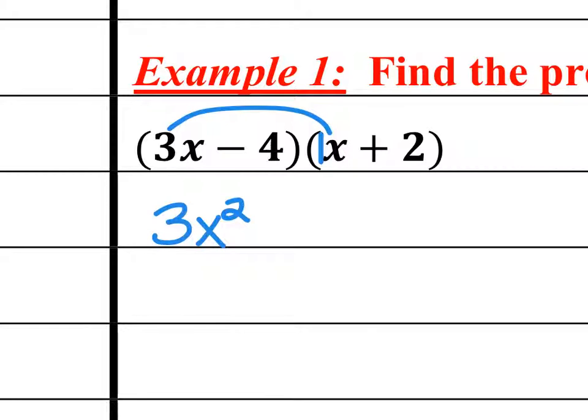So 3x also gets multiplied to what? 2. Positive 2. Make sure you pay attention to the sign that's in front of it. 3x times 2 is what? 6x. Positive 6x. So plus 6x.